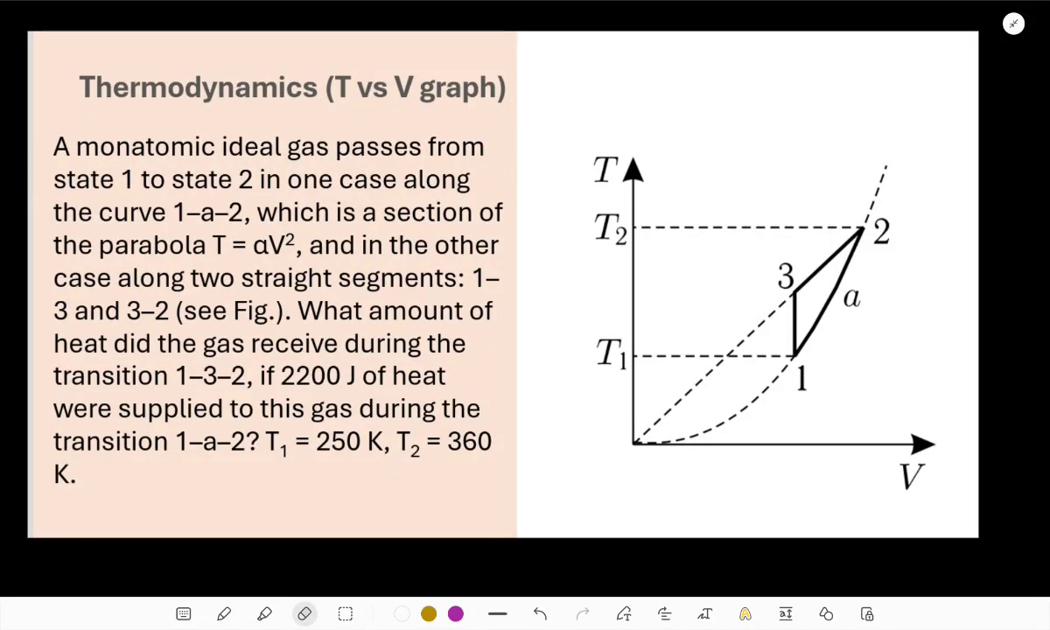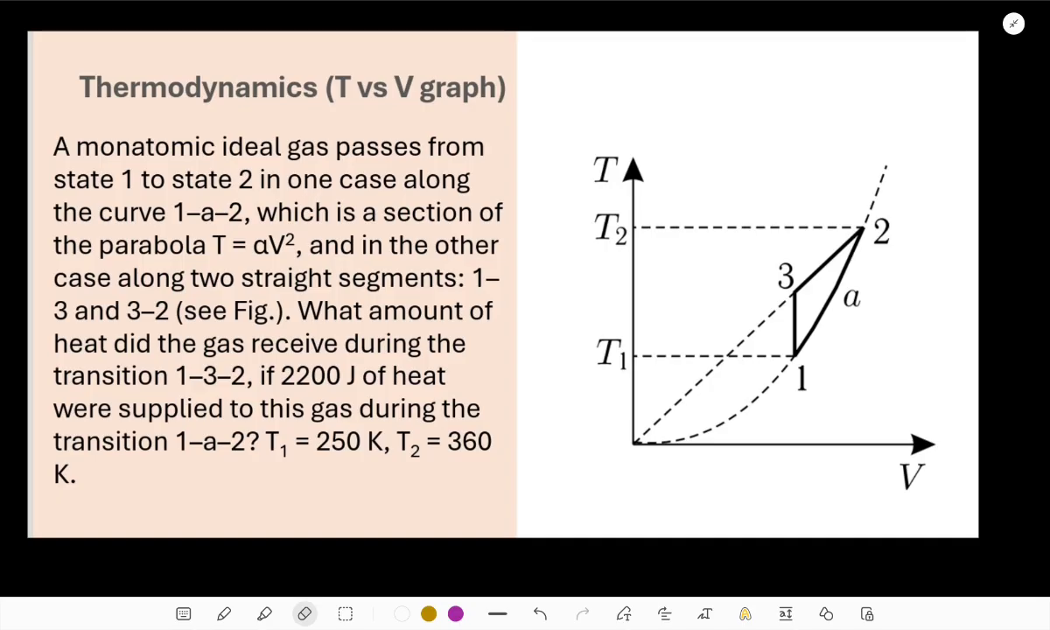Welcome, and it's a new problem solving session. We are taking some problems of thermodynamics, and we will be using the first law of thermodynamics, the ideal gas equation, and related things.